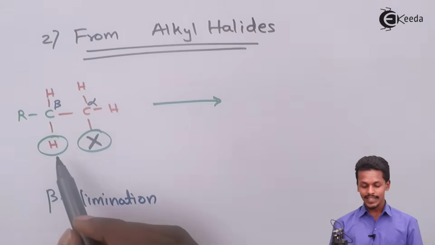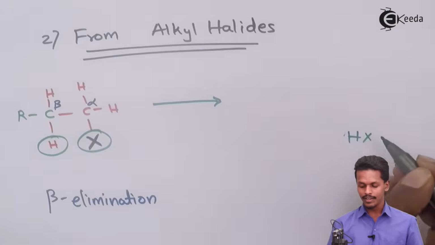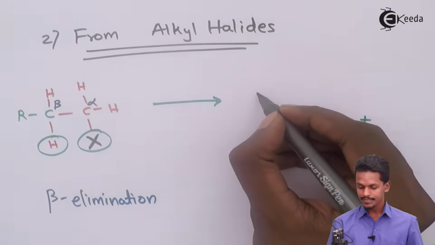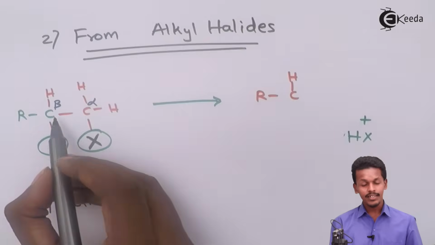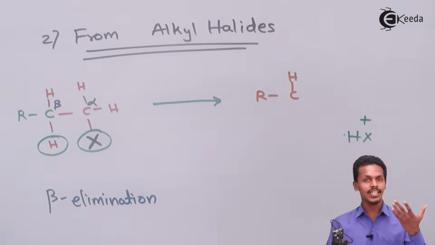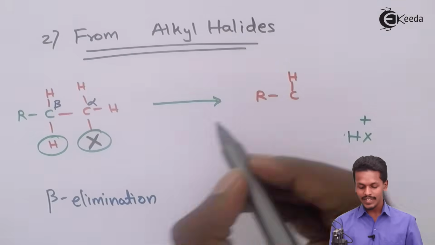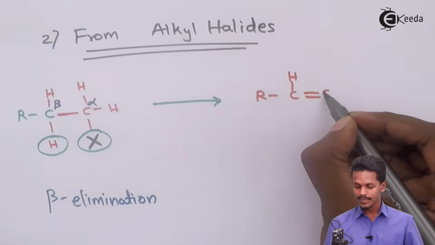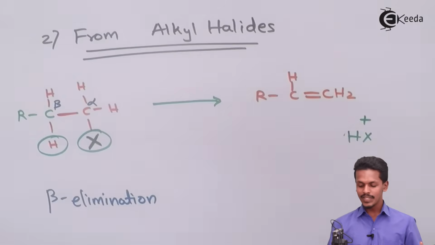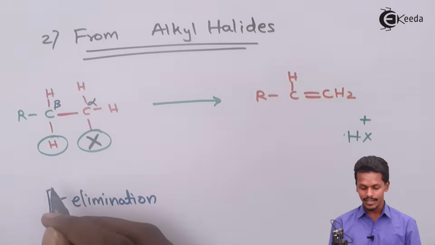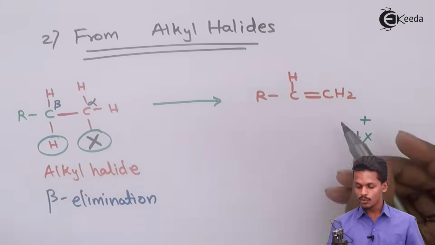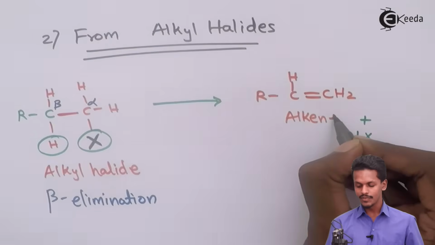If H and X are both removed, the only thing left with us is RCH. In every kind of elimination reaction, a single bond is converted into a double bond, or a double bond is converted into a triple bond. So in this case the single bond between carbon and carbon is converted into a carbon-carbon double bond, with CH2 attached over here. So we have converted an alkyl halide into an alkene.